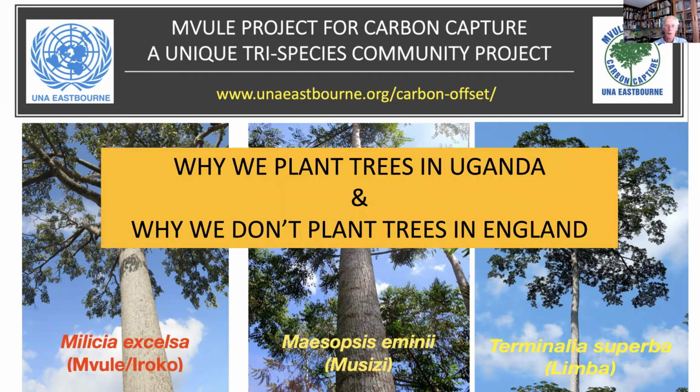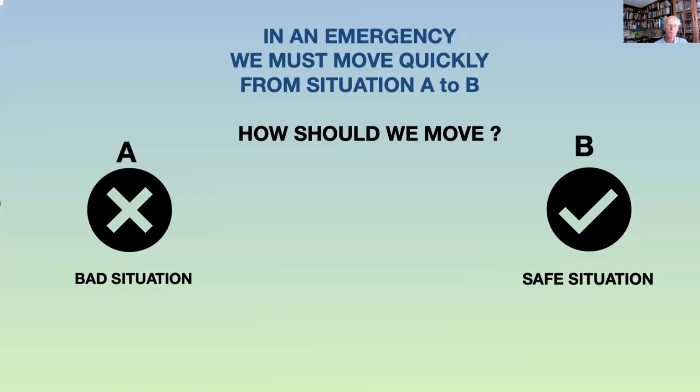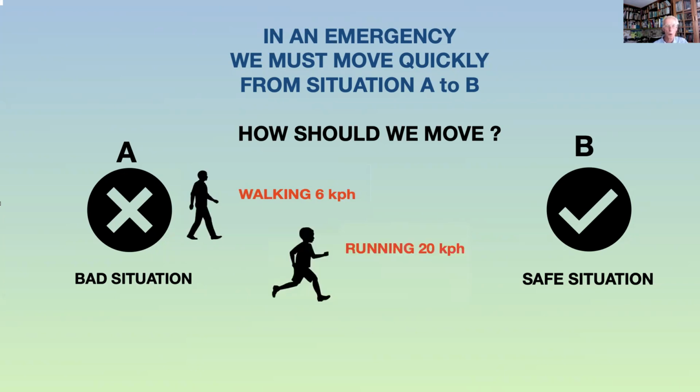So why we plant trees in Uganda and why we don't plant trees in England, because many people ask me, why aren't we planting trees in England? Well, first of all, let's consider an emergency. In an emergency, we must move quickly from situation A to B. So how should we move? Situation A is a bad situation. Situation B is where it's safe. Well, we could walk 6 kilometers per hour, or we could run 20 kilometers an hour, or we could cycle and be even quicker. So in an emergency, we need to move as quickly as possible.